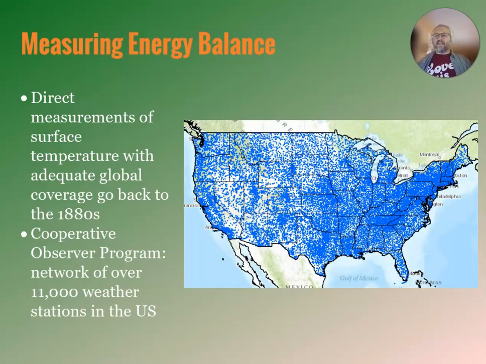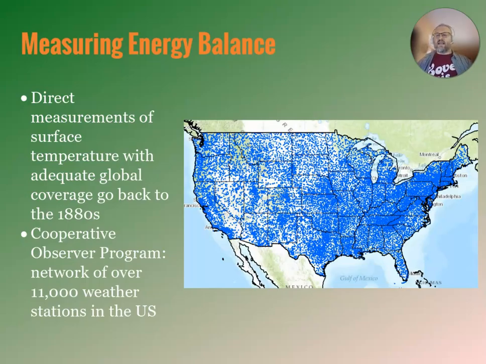So by the 1880s, we had enough people across enough of the Earth's surface taking frequent temperature measurements with an actual thermometer, right? So a direct measurement of what the temperature is at that spot on that day. We had an adequate network of that in place by about the 1880s. So we have a little over 100 years' worth of good surface temperature measurement data taken directly by thermometers. And on the map, you can see what that network of data looks like for the United States.